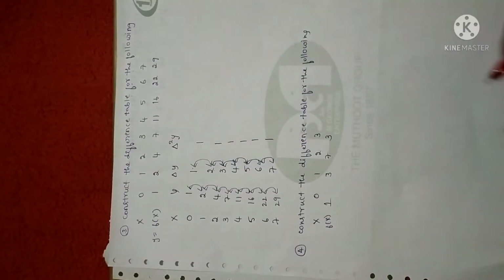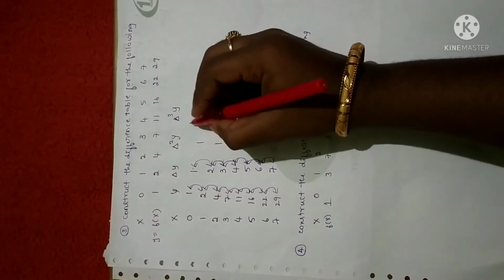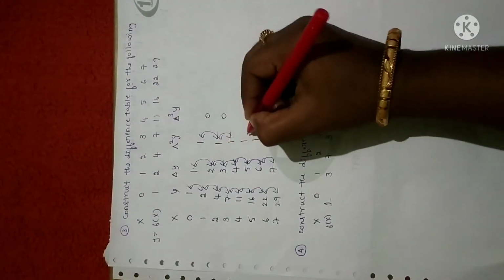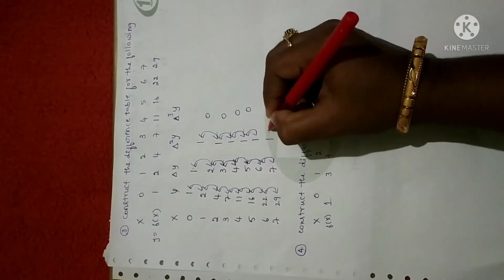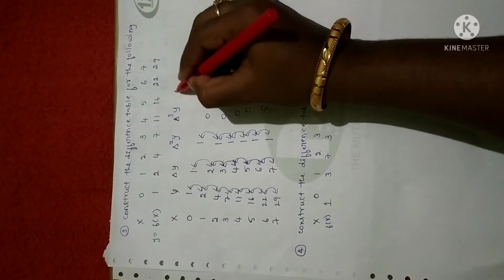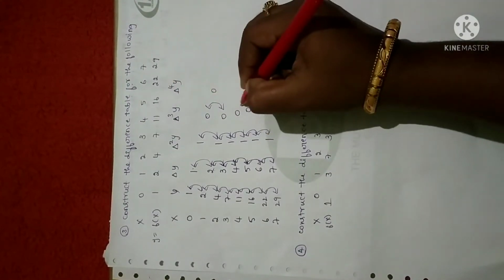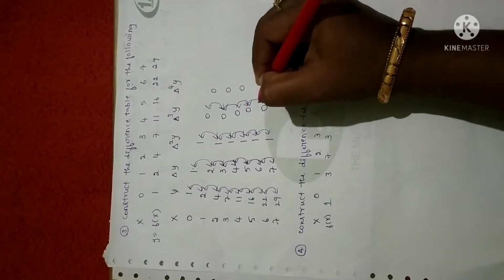Next, let me construct the third forward difference, delta cube y. Subtract 1 minus 1, 0. 1 minus 1, 0. Next, 1 minus 1, 0. 1 minus 1, 0. 1 minus 1, 0. Next, the fourth difference: 0 minus 0 is 0. Again 0 minus 0 is 0, and again 0 minus 0 is 0.